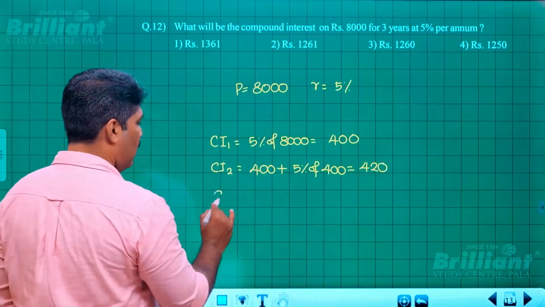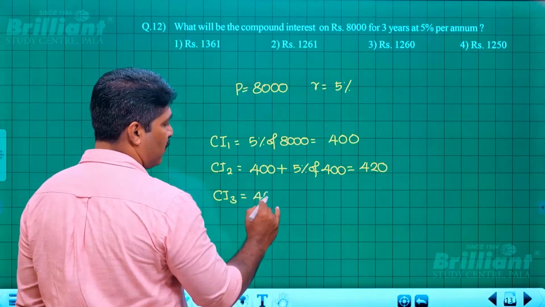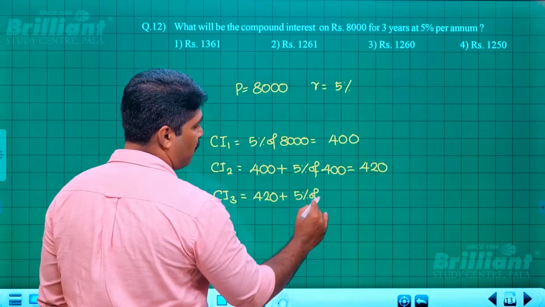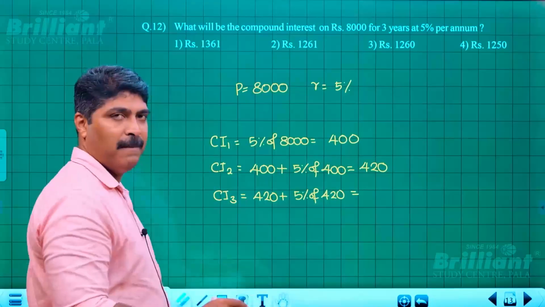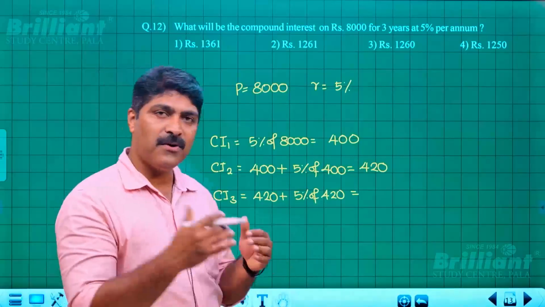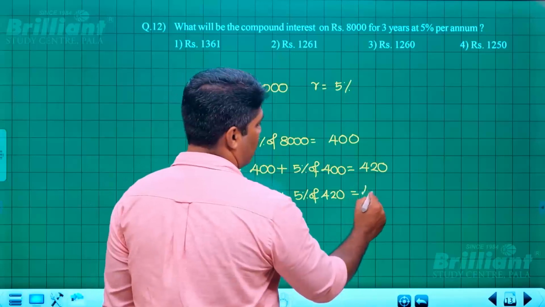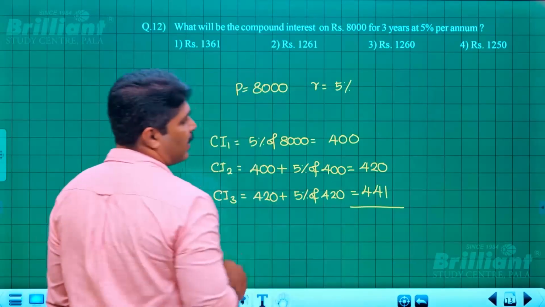And similarly, what's the compound interest for the third year? So this is 420 plus 5% of 420. So it's again easy to find out. 10% of 420 is 42. So 5% is 21. So just add it here. That is 441. So just add all these values together.